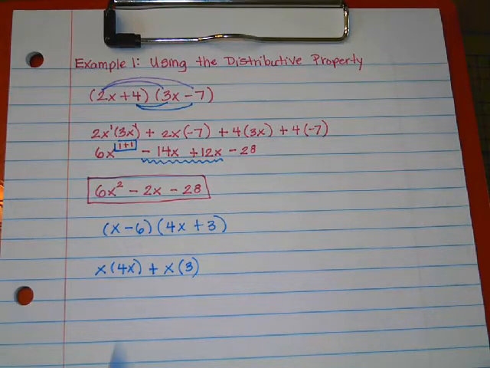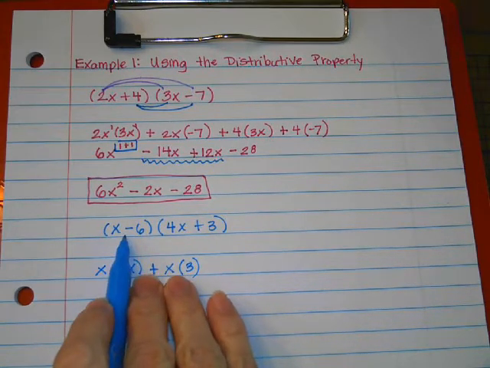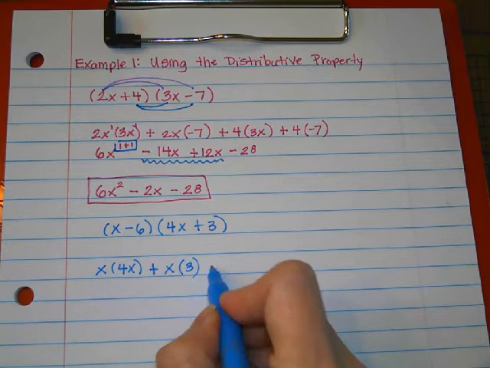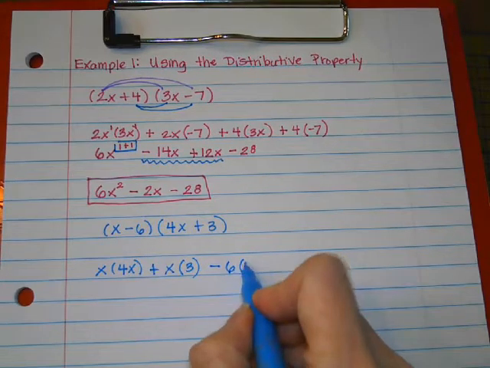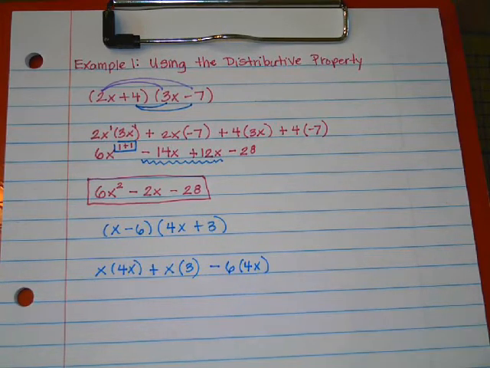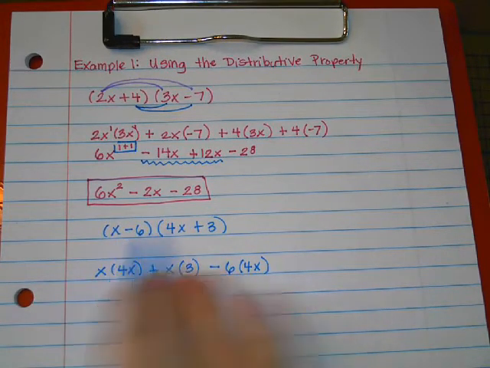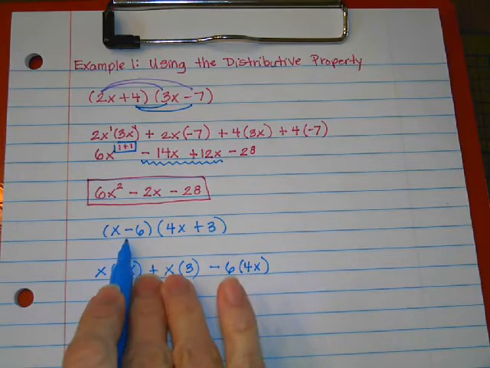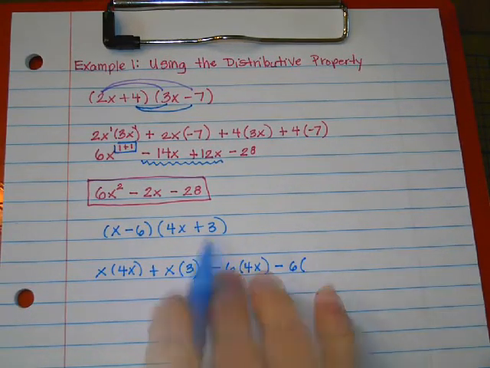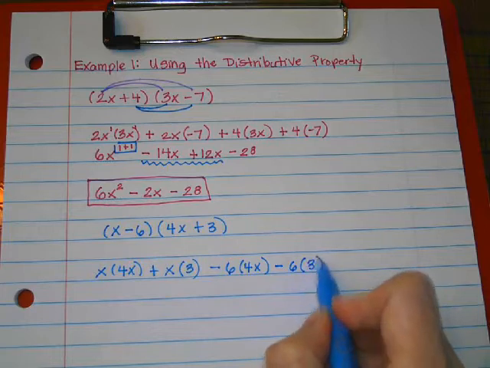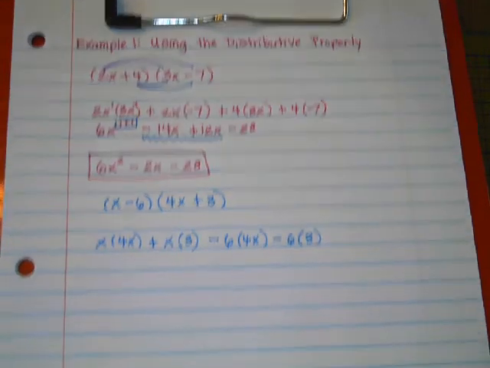Now I'm going to distribute this negative 6. See, the 6 is negative. So since it's negative, I'm going to put a minus sign, 6, and distribute it to the 4x, which is positive, so just 4x. I got to distribute this negative 6 to the 3. Since it's a negative 6, put a minus sign. And I'll distribute it to my 3, which is positive, so just write a positive 3. All right, so I'm going to slide this up a smidge.